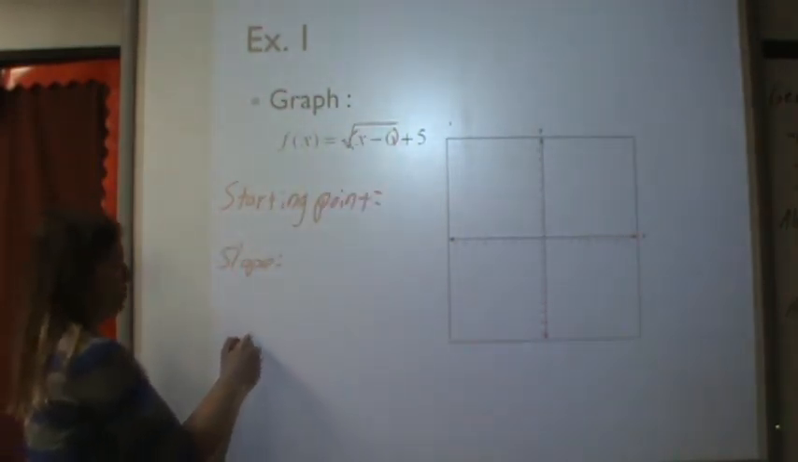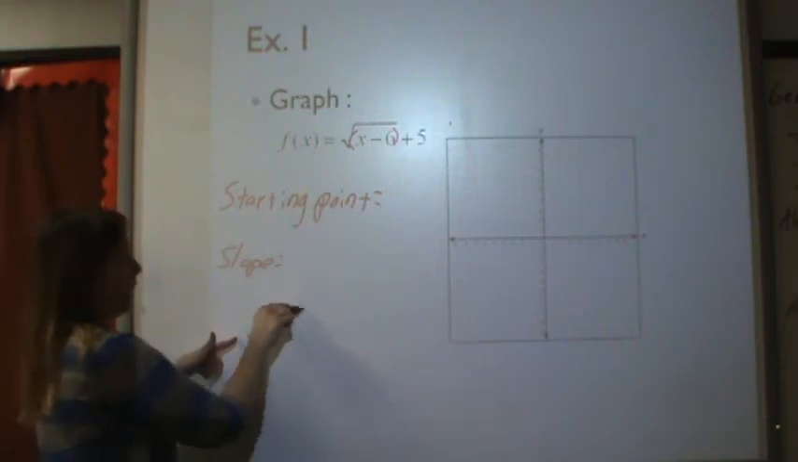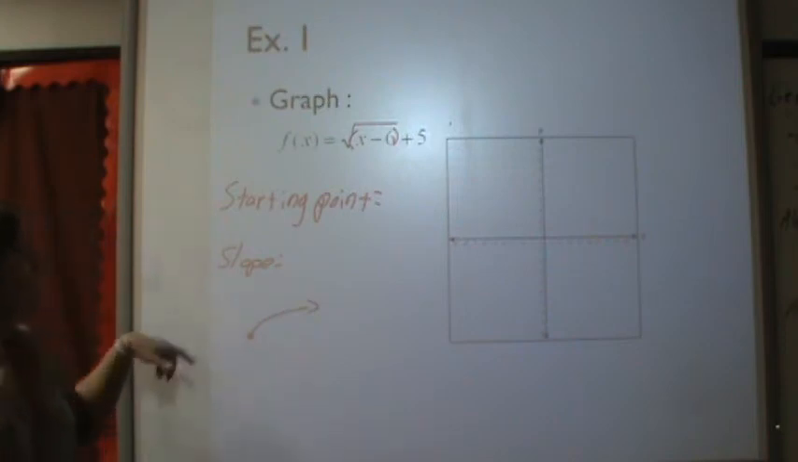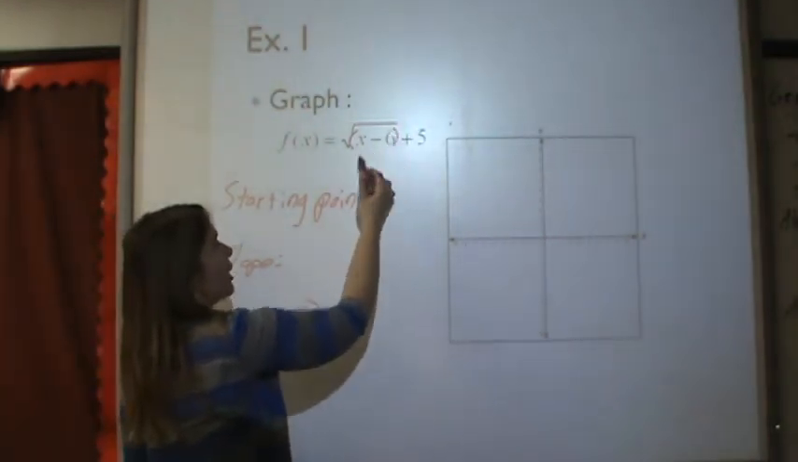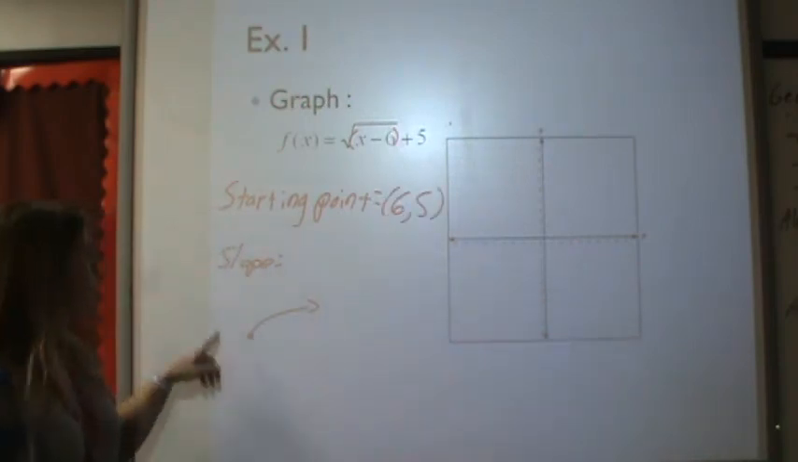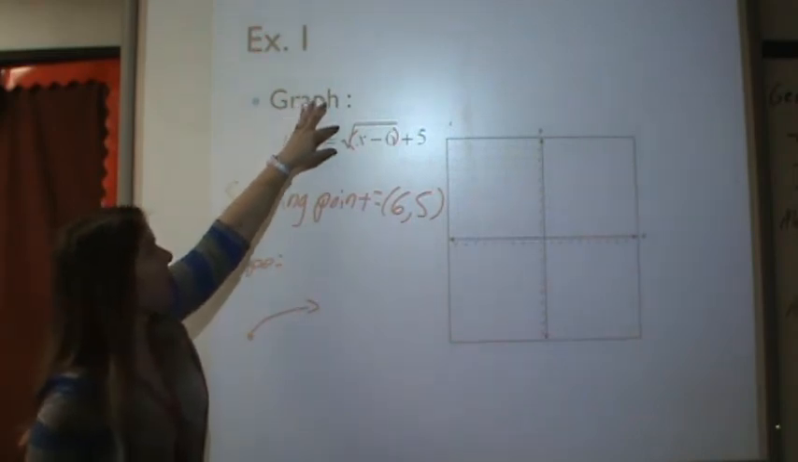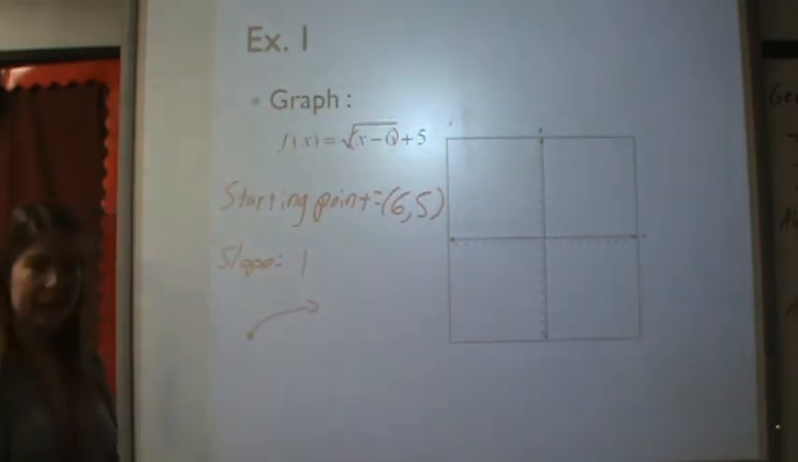So that was the graph where we had a starting point, and it kind of was half of a parabola. It's going to go up and then point in one direction. Your starting point in here is going to be just like our vertex. So we have to change the sign of the 6, and we're going to start at the point 6, 5. Your slope then is the number that is in front of your square root. So in this case, since we don't see one, your slope is going to be 1.